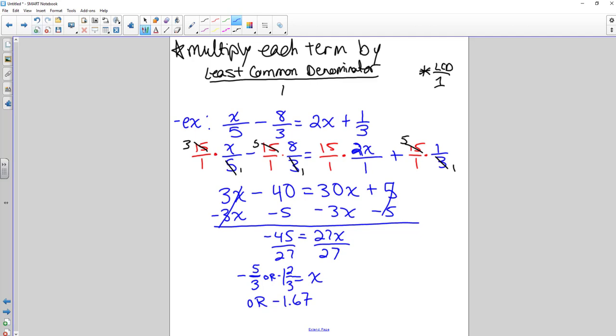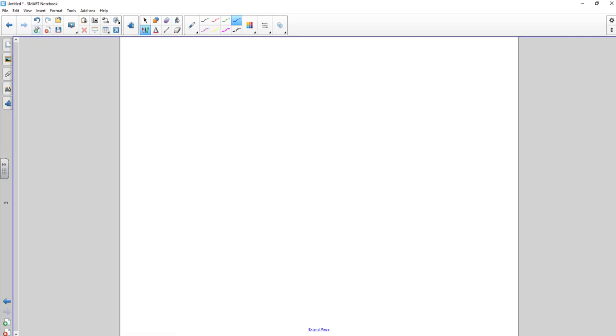Okay, let's do one more. Now this one, there's going to be one difference. So this one, my equation that I'm going to solve is 1 over x plus 3/4 equals 15 over 6x.